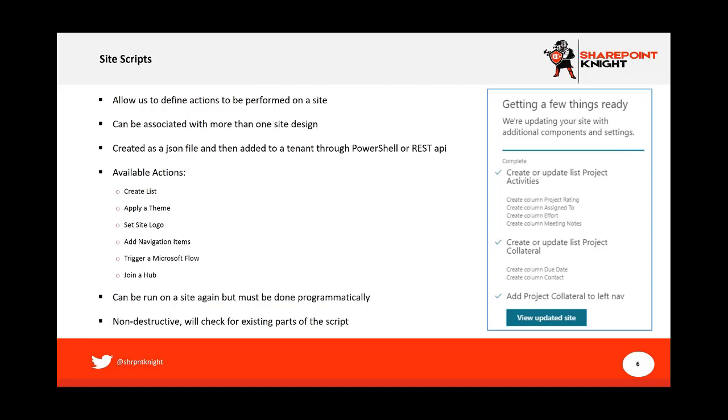Also, we can set the site's logo if we need to. We can also add navigation items. Now, navigation items, we're talking about the left-hand nav. So we have that ability. Also, the coolest one that gets us the most functionality is we can also trigger a flow, a Microsoft flow.